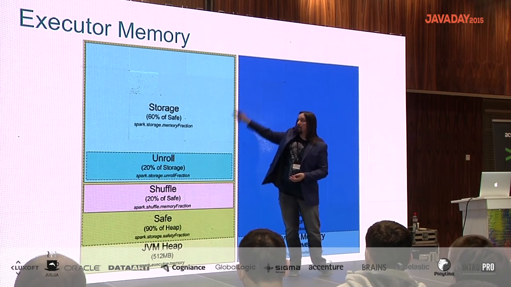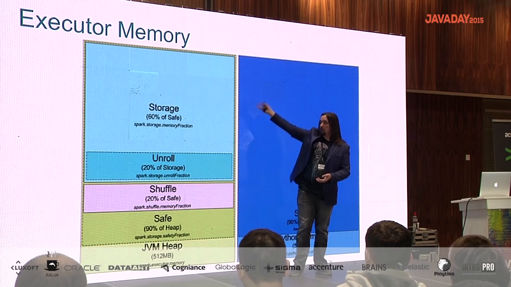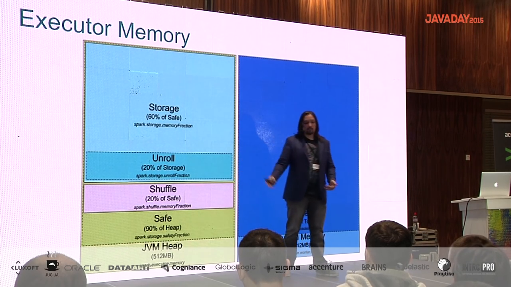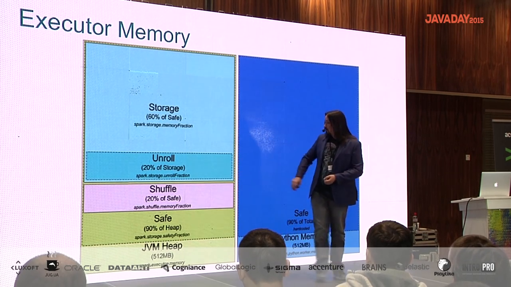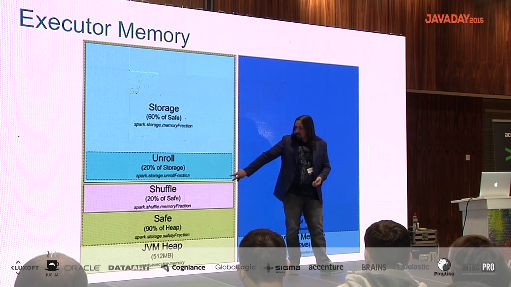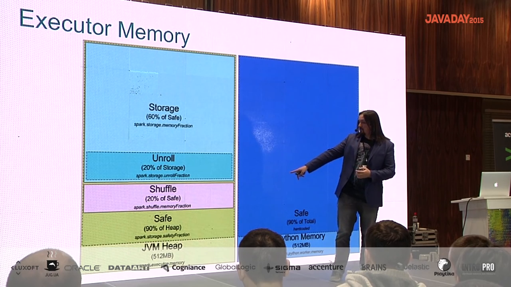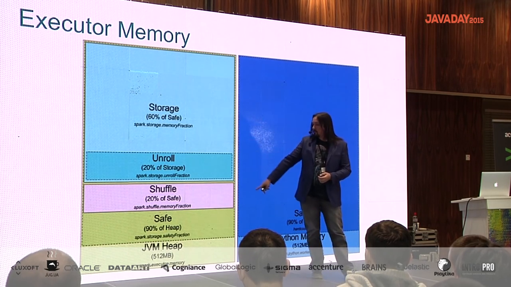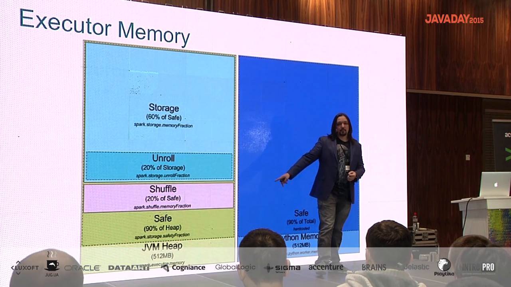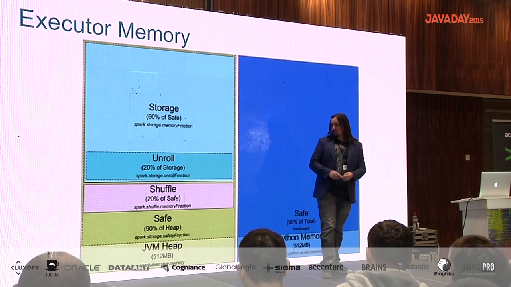So you store 100 partitions in the storage, for instance, you get one partition, unroll it, convert to Java objects, and process them. Shuffle part is 20% of the safe. In general, safe can be specified separately for storage and separately for shuffle, but usually they have the same value. This is why I draw it this way.